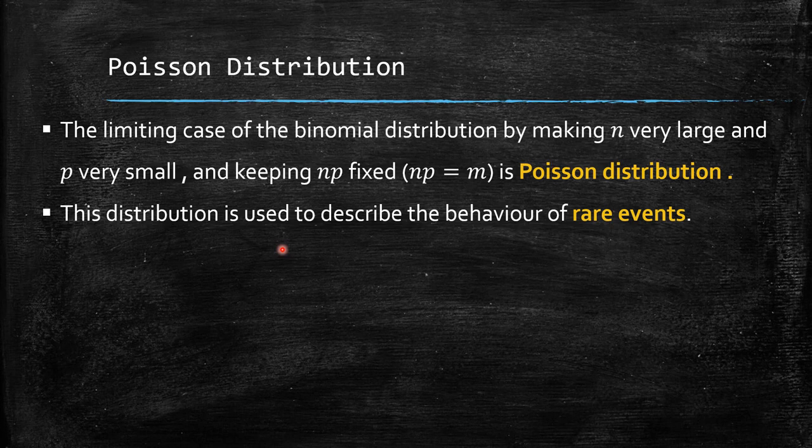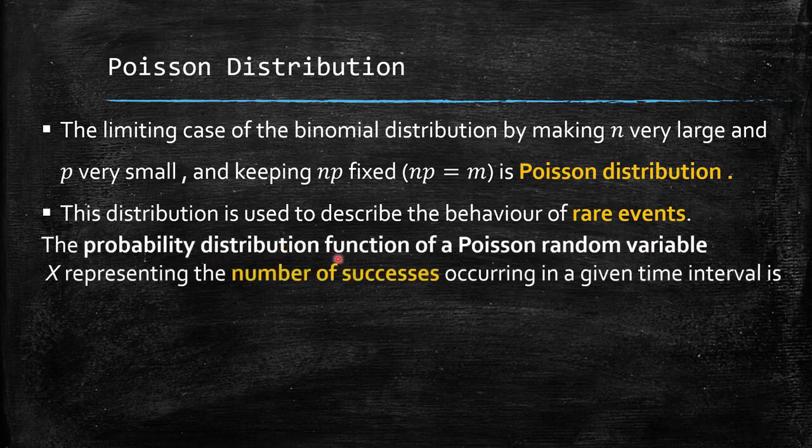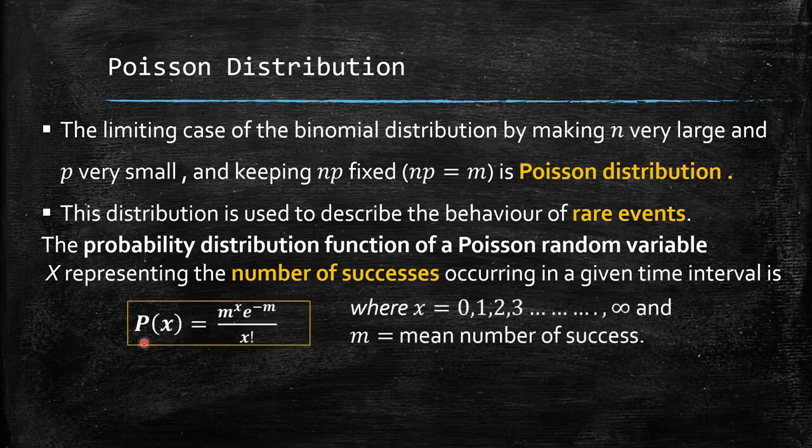Now, the probability function p of x of a Poisson random variable x, which represents the number of successes occurring in a given time interval, is defined as p of x equals m to the power x, e to the power minus m, divided by x factorial, where x can be 0 to infinity. So the range of x is 0 to infinity and m is the mean number of successes. So the probability function of the Poisson distribution depends on one parameter, m, which is the mean number of successes.